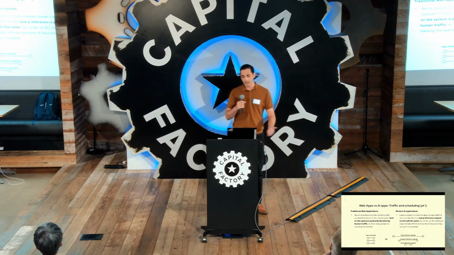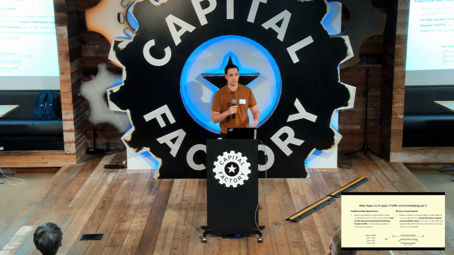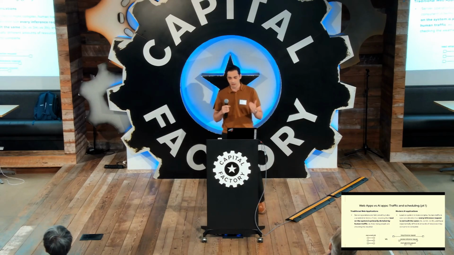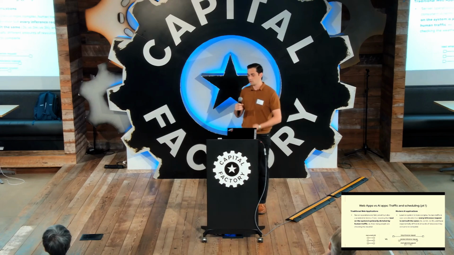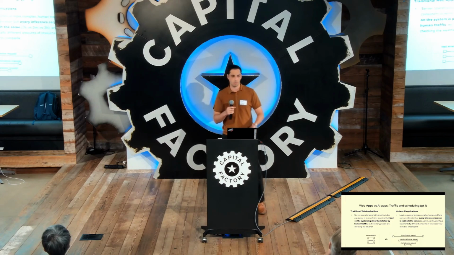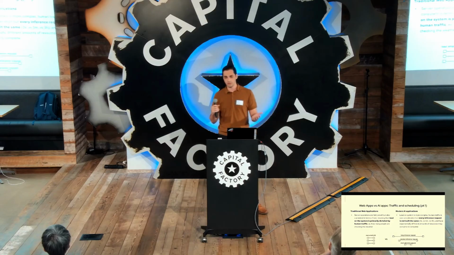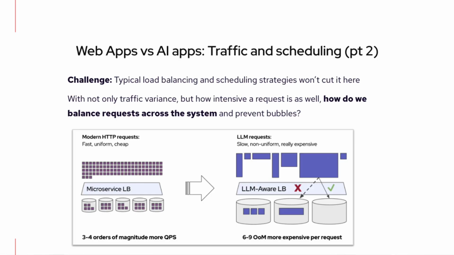For AI applications, this is not the case because there's an additional vector which gets computed into this load of the system, which is that every inference request is not built the same. You can have a 3-second, a 3-minute, or for agentic workloads like a 3-hour inference request, and those look totally different in terms of how expensive they are on the system. And this causes challenges when we consider scheduling.